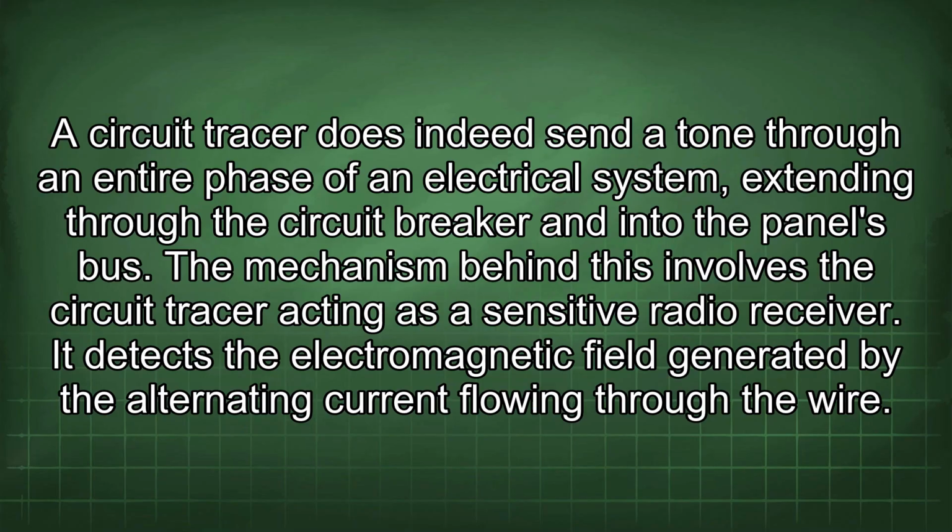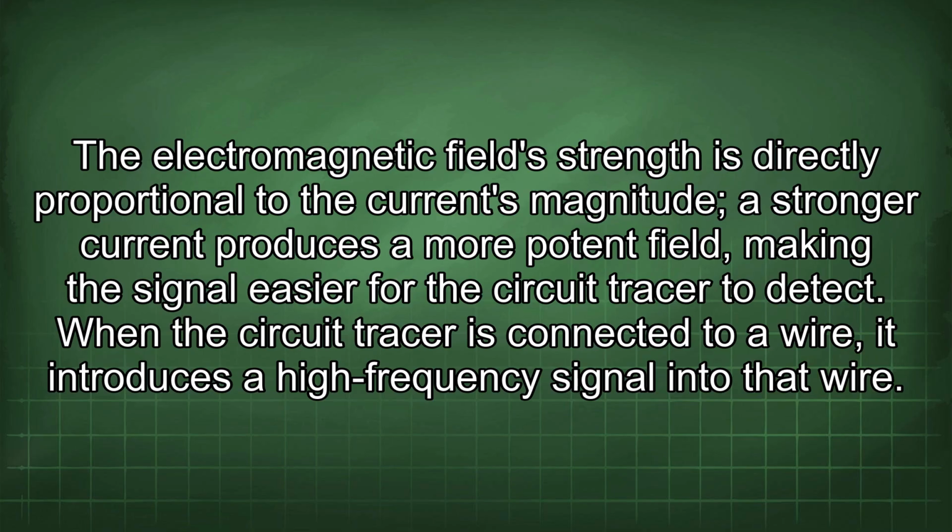A circuit tracer does indeed send a tone through an entire phase of an electrical system, extending through the circuit breaker and into the panel's bus. The mechanism behind this involves the circuit tracer acting as a sensitive radio receiver. It detects the electromagnetic field generated by the alternating current flowing through the wire. The electromagnetic field strength is directly proportional to the current's magnitude. A stronger current produces a more potent field, making the signal easier for the circuit tracer to detect.